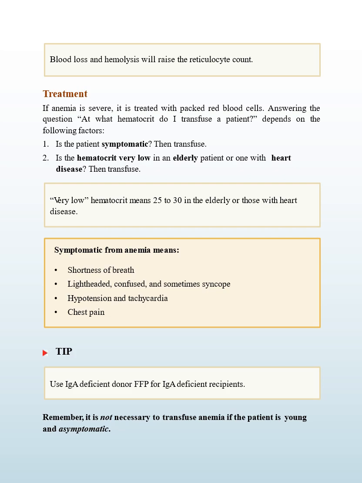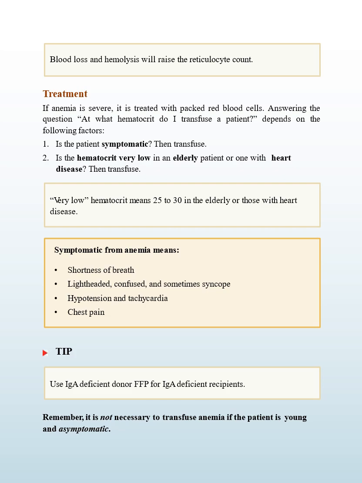If the anemia is severe, we need to give the patient packed red blood cells. Answering the question, at what hematocrit do I transfuse a patient? This depends on the following factors. Number 1, is the patient symptomatic? Then transfuse. Number 2, is the hematocrit very low in the elderly or one with heart disease? Then transfuse. There is another clinical tip which states that with a very low hematocrit, between 25 and 30, in the elderly or those with heart disease, you have to transfuse.